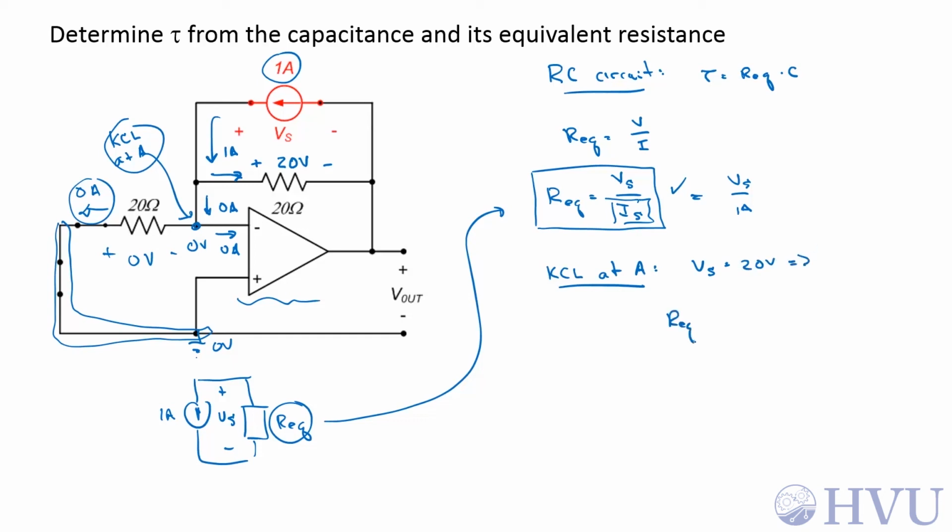So Req is equal to 20 volts over 1 amp, which is 20 ohms, and tau is equal to Req times C, so that's 20 ohms times 2 farads, which is 40 seconds, which is the same thing that I got before.